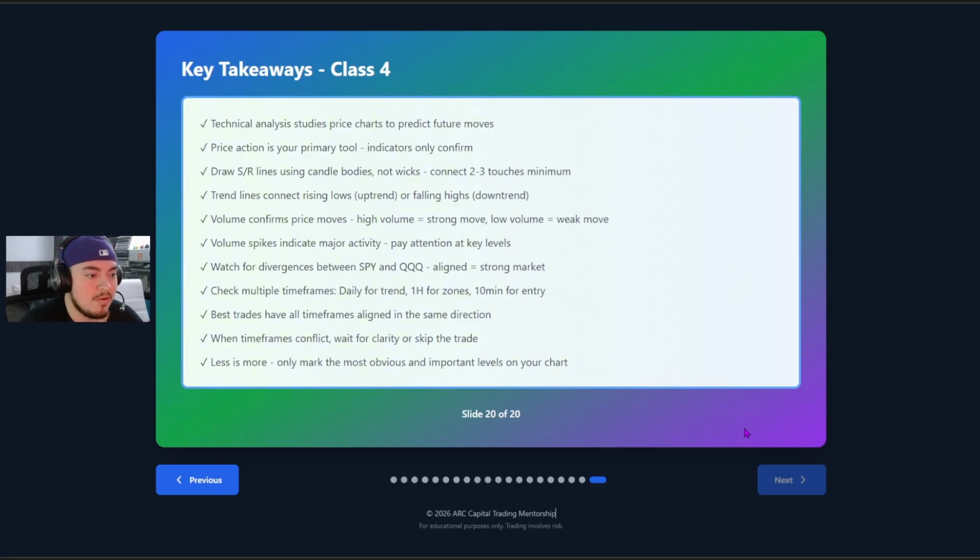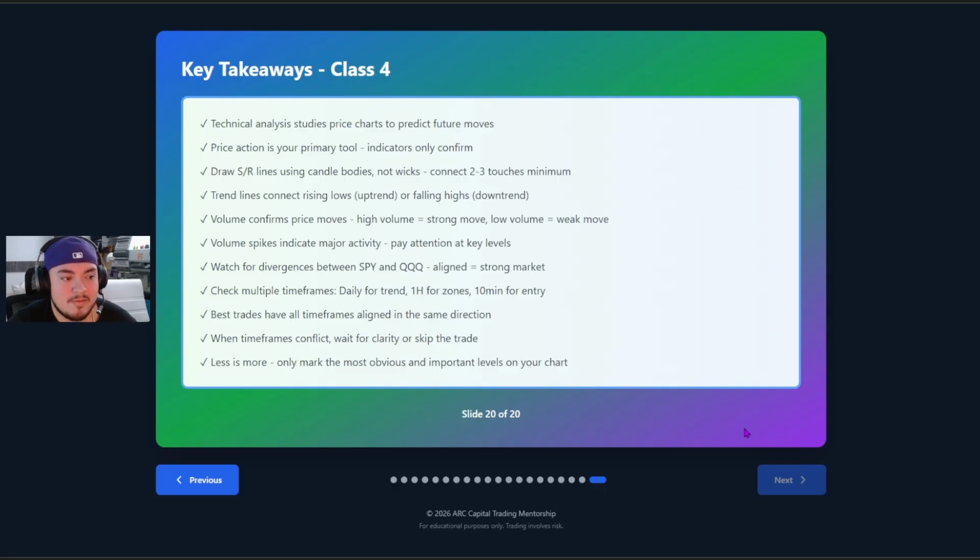We also went over volume confirms price moves. High volume equals strong move. Low volume equals weak move. We went over volume spikes and how they indicate major activity, paying attention at key levels, right? If you have a volume spike at a psychological level, it's something that you should keep your eye on, especially if we're in a clear trend, especially if the indexes are not diverging, right? If price action is clear, these are things to pay attention to, guys, right?